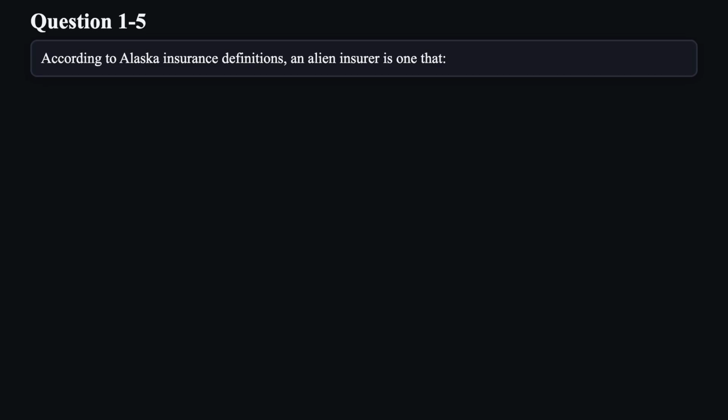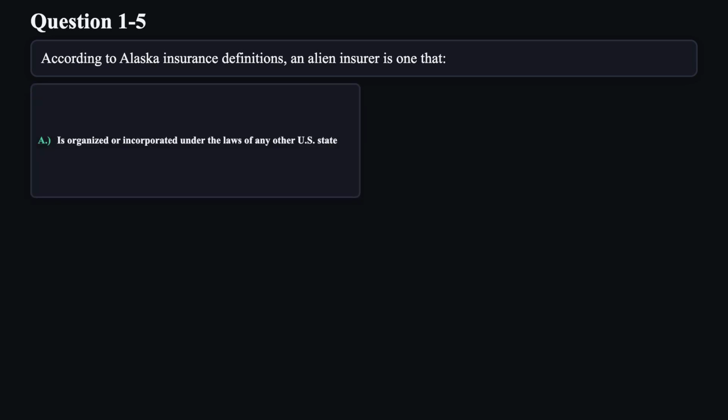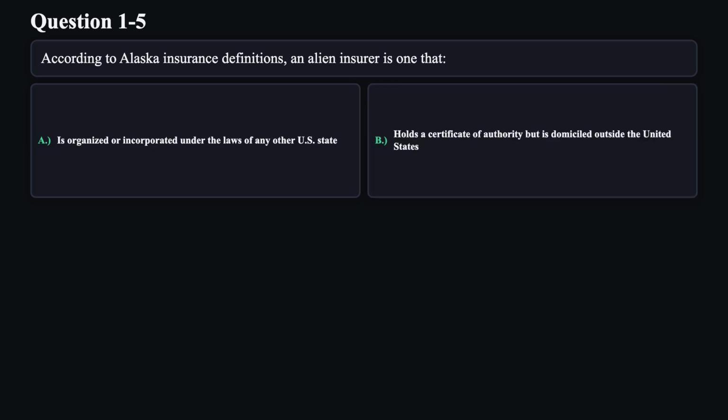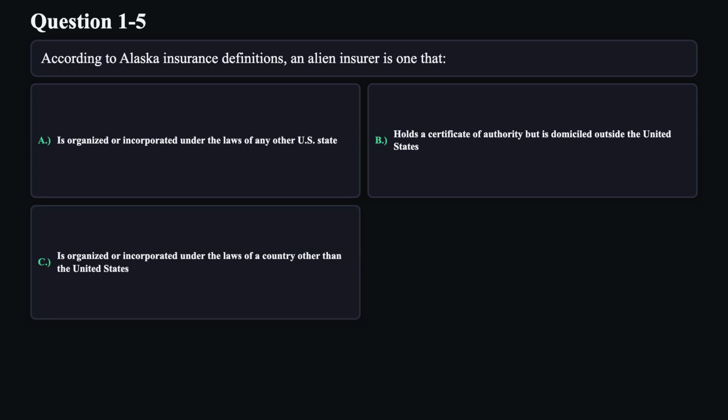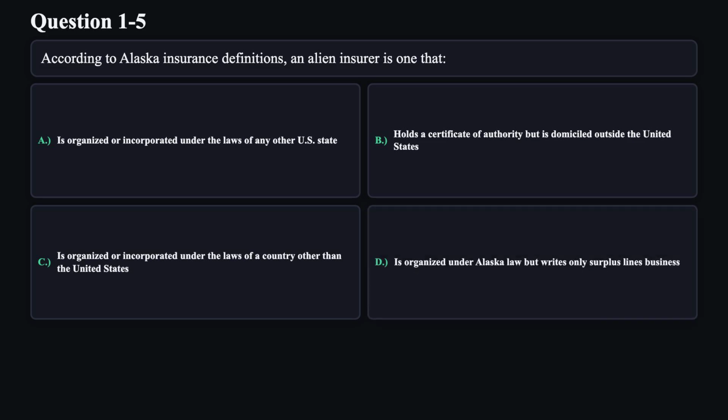Question 5. According to Alaska insurance definitions, an alien insurer is one that A. Is organized or incorporated under the laws of any other U.S. state. B. Holds a certificate of authority but is domiciled outside the United States. C. Is organized or incorporated under the laws of a country other than the United States. D. Is organized under Alaska law but writes only surplus lines business.